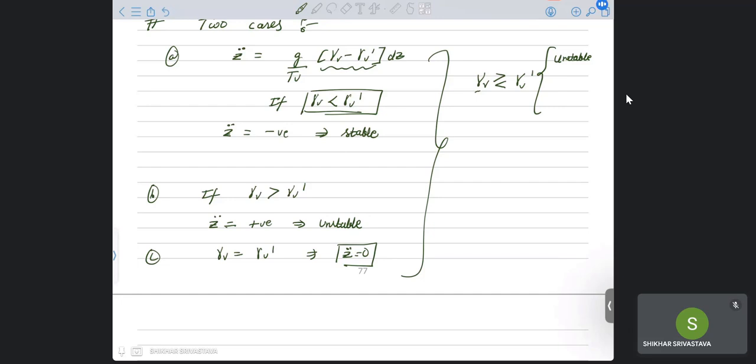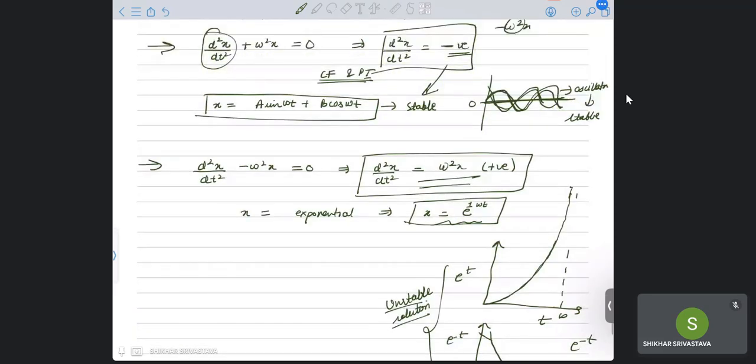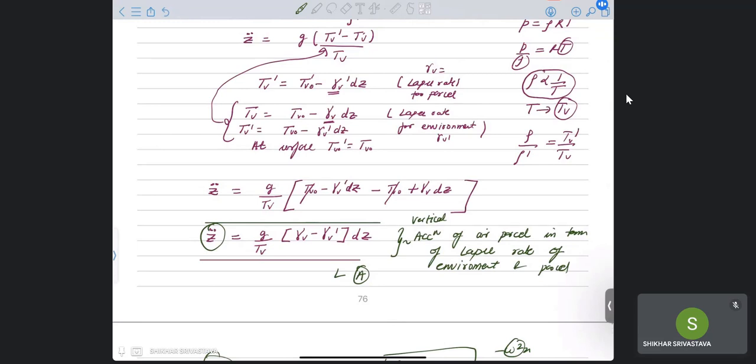Second is gamma v is less than gamma v dash. It is called stable. And if they are both equal to each other, then we call it neutral. So you should remember this. This we have just derived based on mathematics, based on this differential equation.